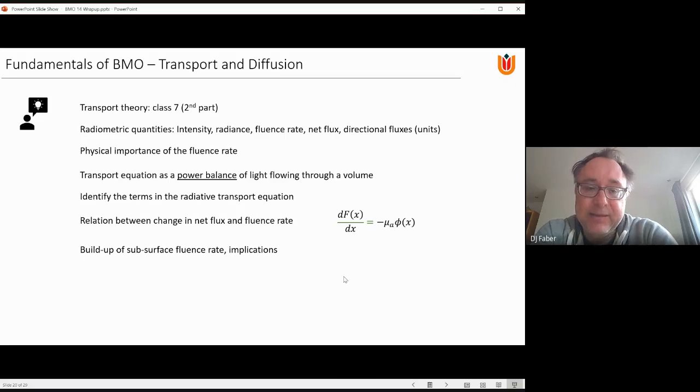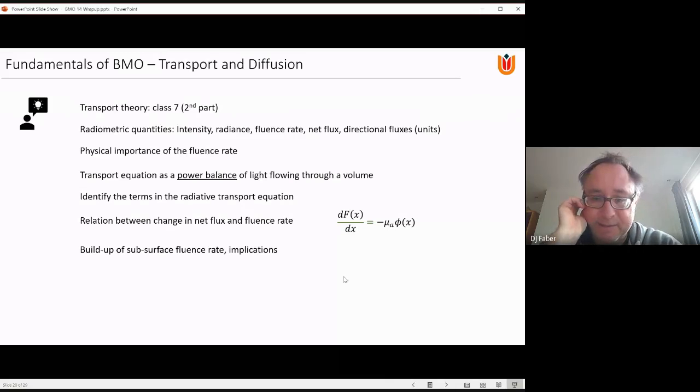If you multiply the fluence rate with the absorption coefficient, you're actually calculating the amount of power that is absorbed per unit volume. And that's important if you want to do therapy, for example. If you want to do damage, you need to know how much power you deliver, or the other way around. If you just want to do imaging or diagnostics and you don't want to do damage, then you have to make sure that your fluence rate is not too high. So the transport equation itself was a power balance of light flowing through the volume.